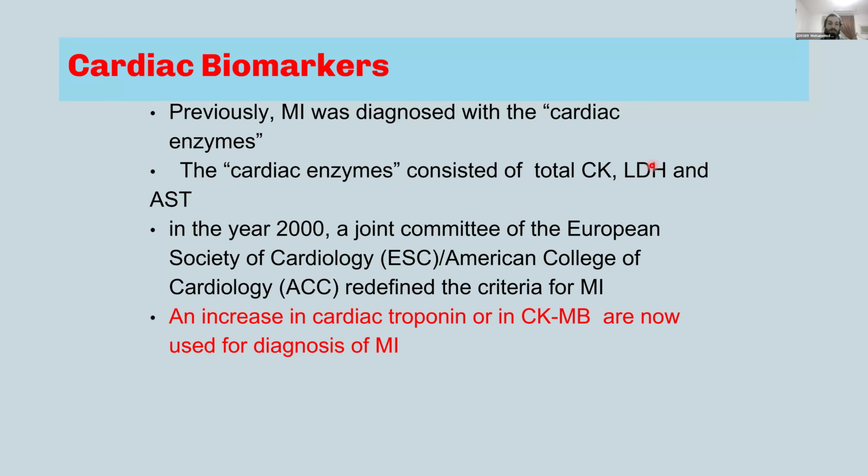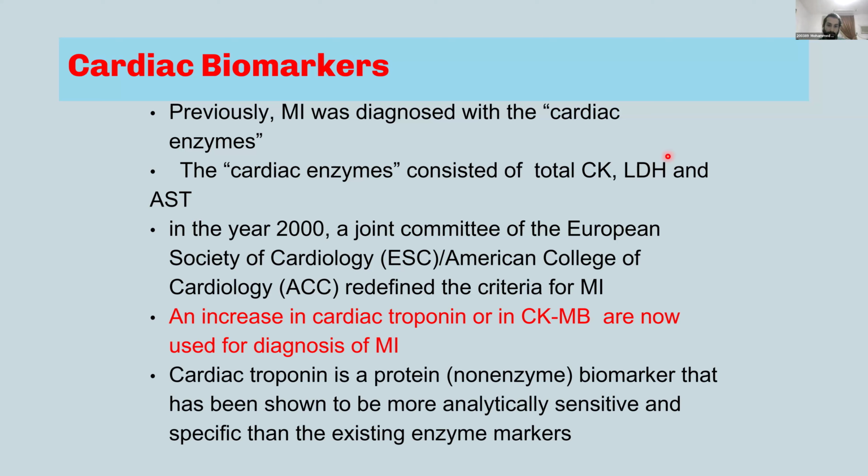LDH is not used. AST is not used because, as we're going to see, AST is found in liver problems. Now, how do we know if it's cardiac or liver? LDH also is found in many tissues; as I said, we have 5 isoforms of LDH. So as I said, a question in the exam: what is the most specific, sensitive biomarker for the heart? Immediately choose troponin. It's not an enzyme, it's a protein, but it's a cardiac marker.